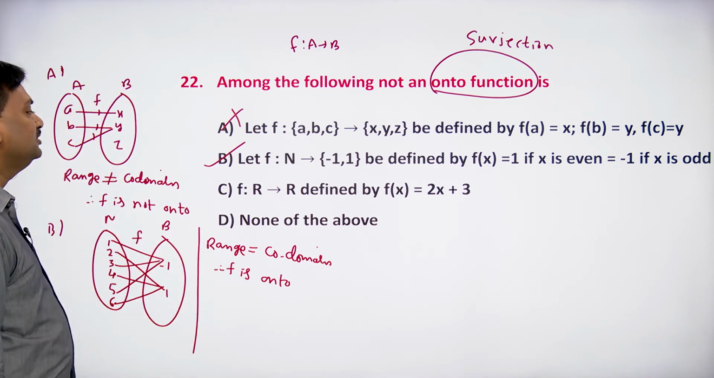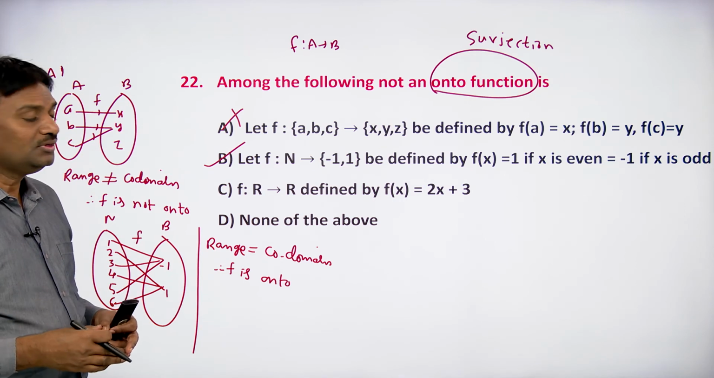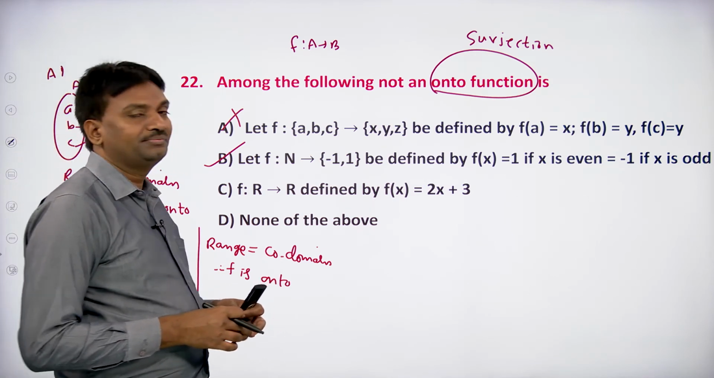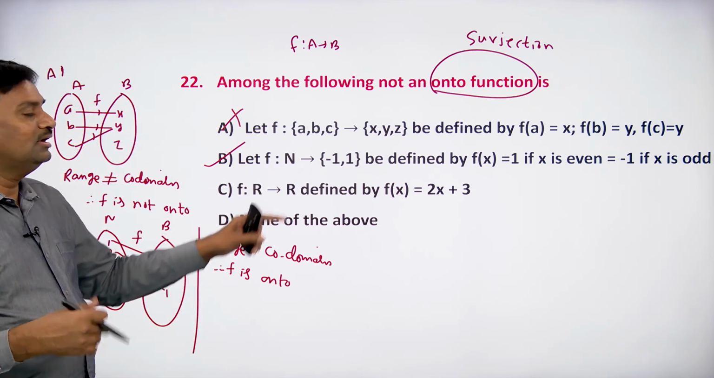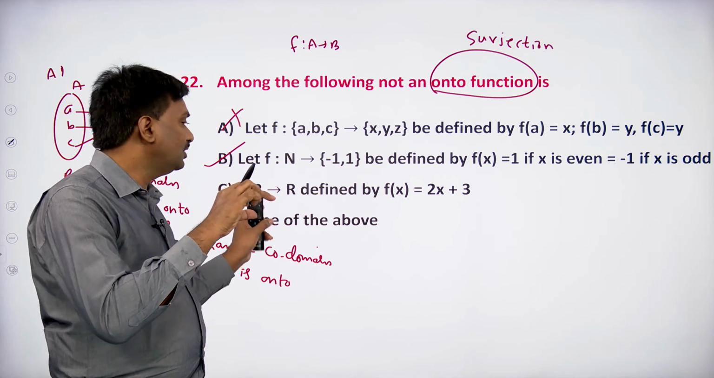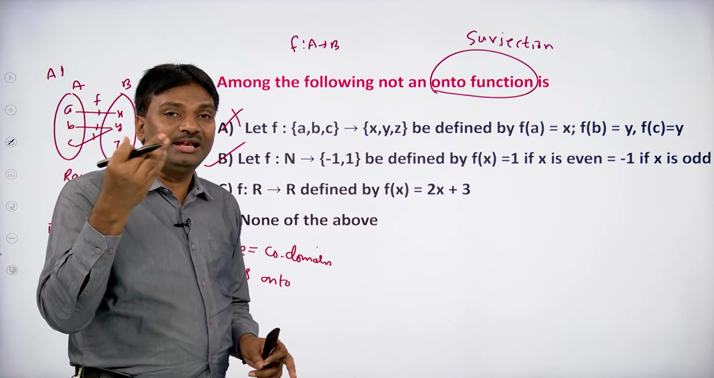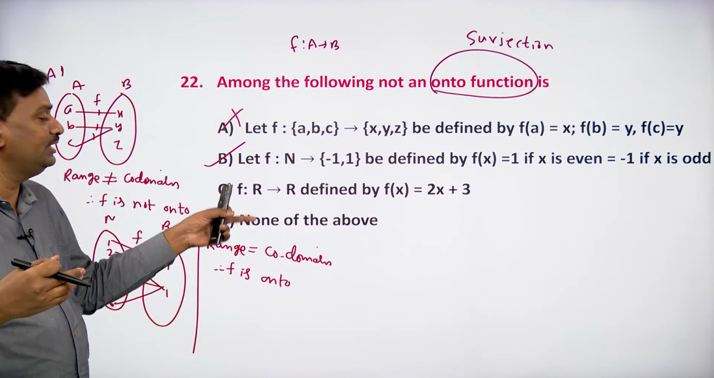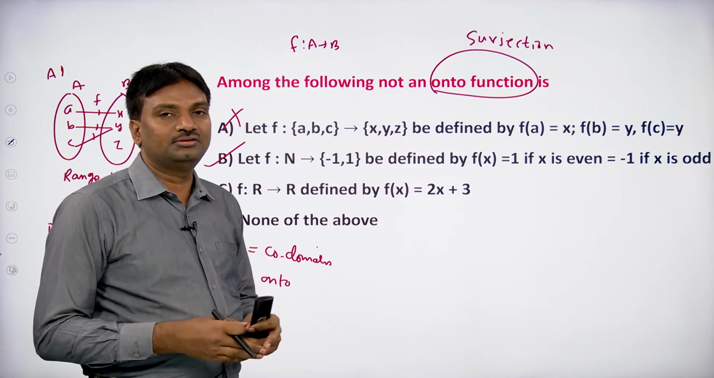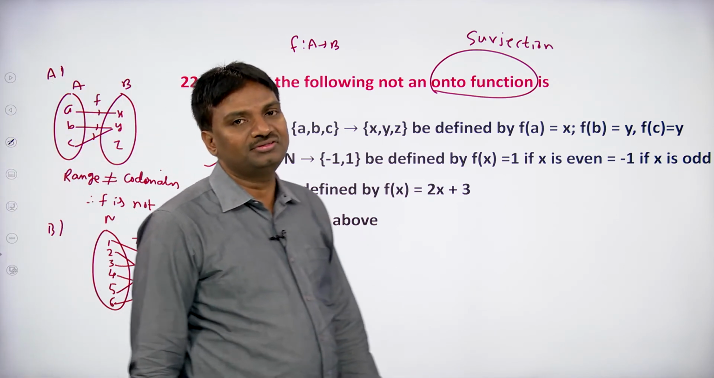Next, if you take option C, f maps R to R defined by f of x equal to 2x plus 3. So f of x equals 2x plus 3. So here, in place of x, by taking different values, the domain is R, the codomain is also R. For every element in R, we have a pre-image in the domain R. So that's why we can say this is an onto function. So we can eliminate option C. Option D is given as none of these.